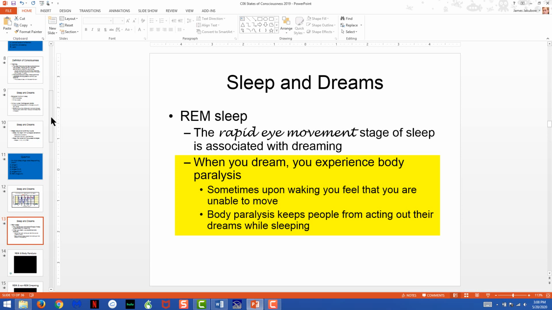You can't move. What's actually happening is, as you're transitioning from REM sleep to wakefulness, as you start to wake up, you begin to realize that you're paralyzed. And it's the body paralysis of REM sleep that you're actually experiencing. So this typically happens during nightmares and not happy dreams.